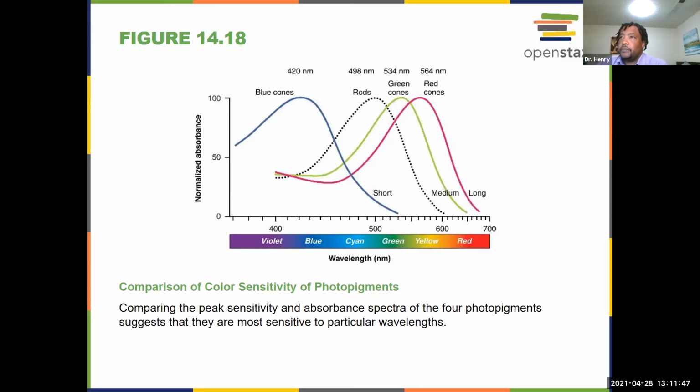The rods, on the other hand, are so sensitive to light that basically any wavelength of light, or any photon, is able to activate them. Where the ones that have the specific colors are only going to be activated under their specific colors.